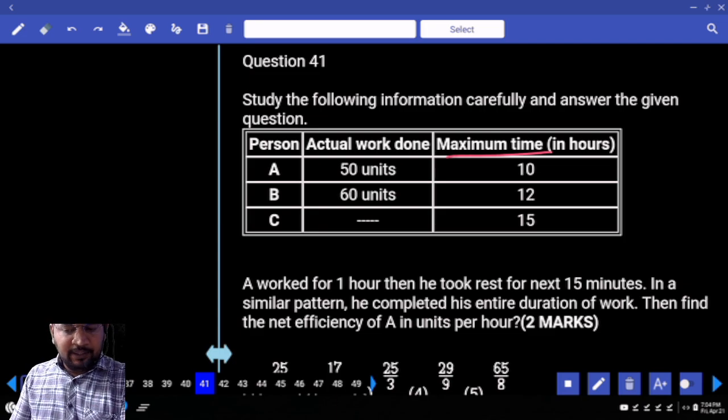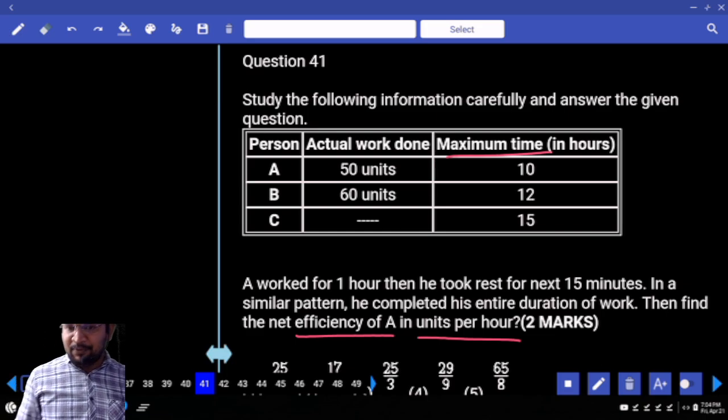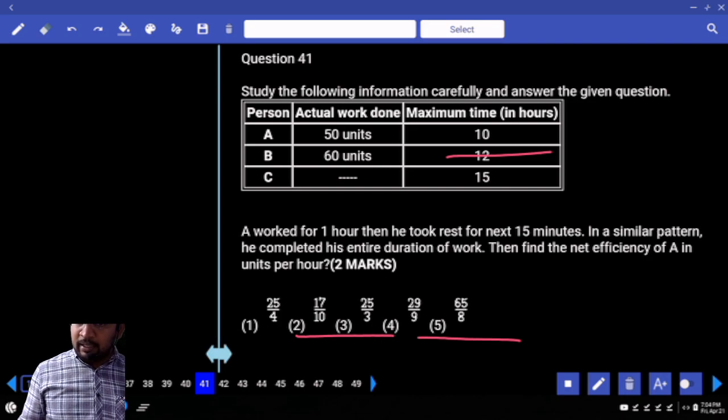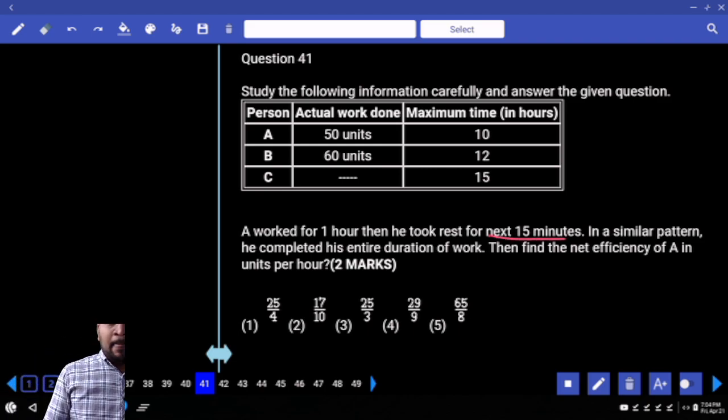A worked for 1 hour, then he took rest for the next 15 minutes. In a similar pattern, he completed his entire duration of the work. Then find the net efficiency of A in units per hour. If you observe carefully, whenever he works for 1 hour, he rests for how many minutes? The next 15 minutes. 1 hour work is nothing but 15 minutes rest. Then 4 hours work is nothing but 1 hour rest.